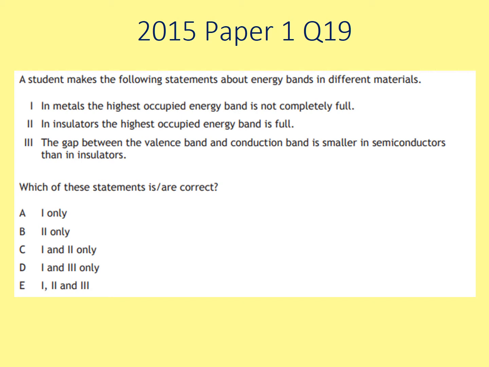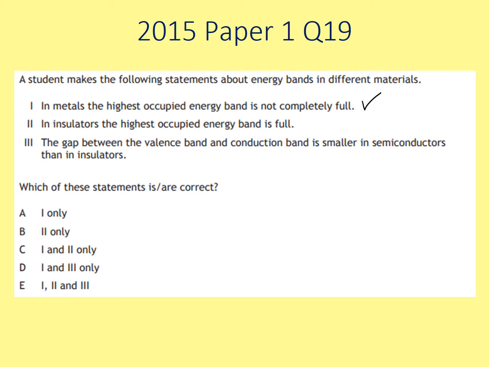We have 3 statements about energy bands and different materials, and we need to decide which ones are correct. Statement 1, metals, the highest occupied energy band is not completely full. That's true. The highest occupied energy band is the conduction band, and that's only partially full.